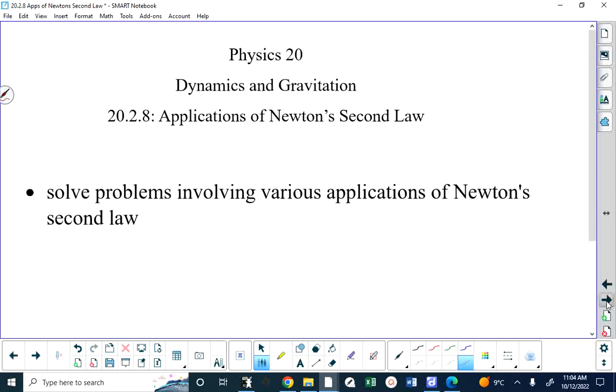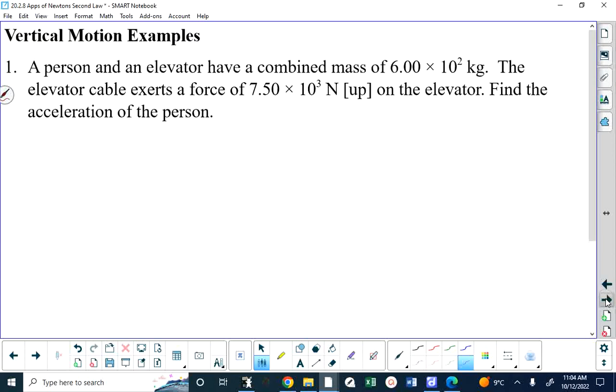What we are looking at today is vertical motion, specifically vertical motion examples today. Tomorrow, I think we'll look at inclined planes. The next day, we will look at pulleys. There's a lot of variations of applying this.